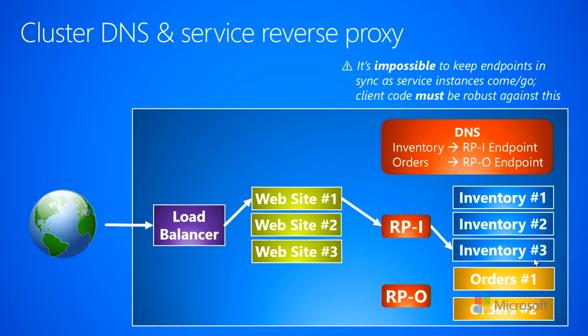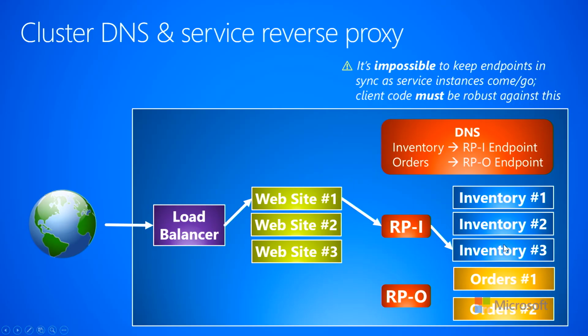So the point I'm trying to make here is that it's impossible to keep endpoints in sync as service instances come and go. It's literally impossible, which is why I put it in bold italics. Your client could go and request the endpoint of something, and once you have that endpoint, when you go and talk to it, it may not be there anymore. And things are changing dynamically, and it's impossible to keep everything in sync. So client code must be robust against this, and typically that's done with retries.